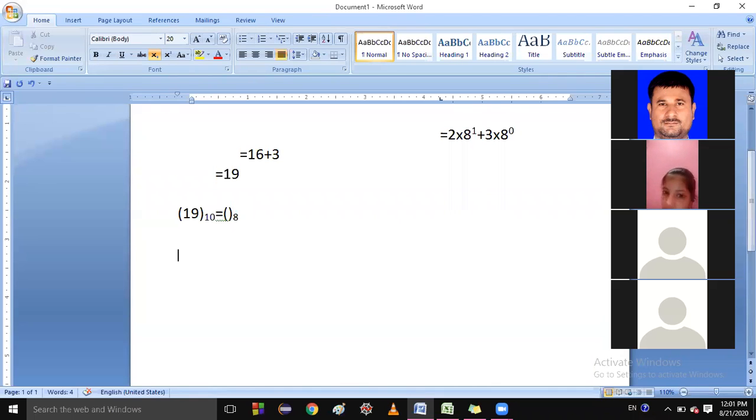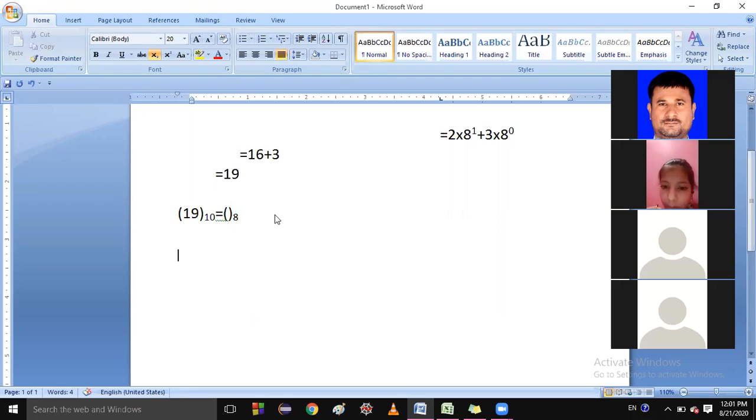So count 0, 1, 2. Count on your fingers. 0, 1, 2, 3, 4, 5, 6, 7, 8, 9, 10, 11, 12, 13, 14, and 15. Did you count? It is 16 digits. So it is made by 0 to 15.